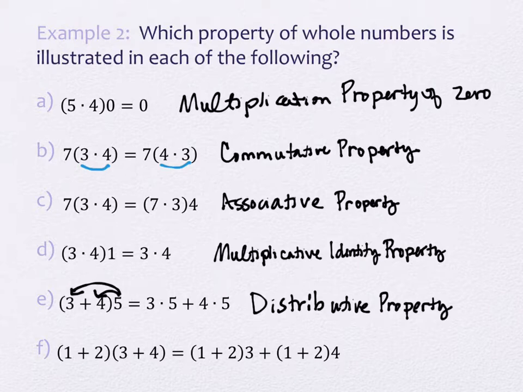And our last one, F, says 1 plus 2 times 3 plus 4 equals 1 plus 2 times 3 plus 1 plus 2 times 4. And it's not asking you to clean things up or simplify, right? But it's asking you to recognize that it's taken this quantity 1 plus 2 and distributed it to the 3 and to the 4 individually. So this is another example of the distributive property.